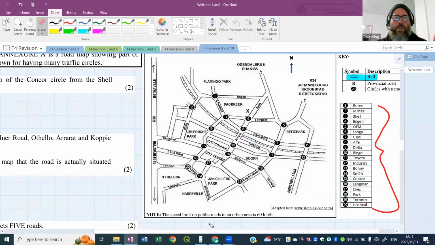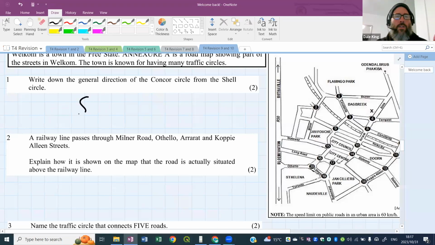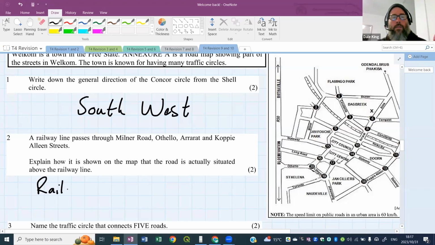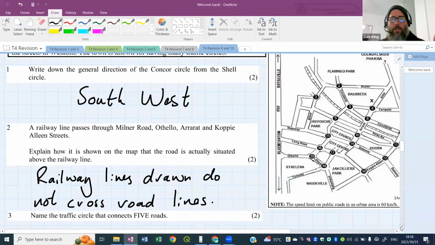Let's move on to the next question and have a look. Okay. Now, first of all, let's just write the answer here. So I'm going to write southwest over here. And then over here, I will say railway lines drawn do not cross road lines. So something like that. Okay. All right, let's move down to the next one.